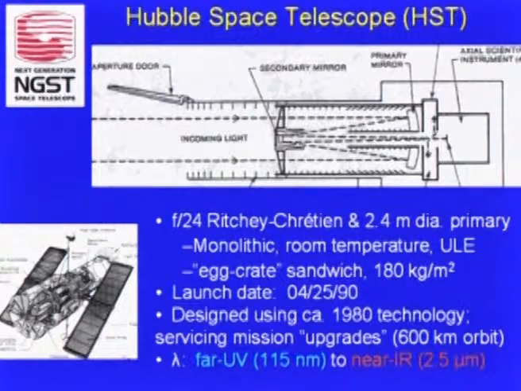So Hubble Space Telescope, at the top here you see a cartoon schematic of Hubble. The source, of course, is essentially at infinity. Collimated light enters the aperture, 2.4 meter diameter aperture approximately. There's a primary mirror, which is close to a parabola, which sends the light to a convex secondary mirror, which focuses it behind the telescope in the standard RC telescope fashion. It's an F-24 system. And the primary mirror here is a monolithic, room temperature. It's an egg crate type design, and has an areal density of approximately 180 kilograms per square meter.